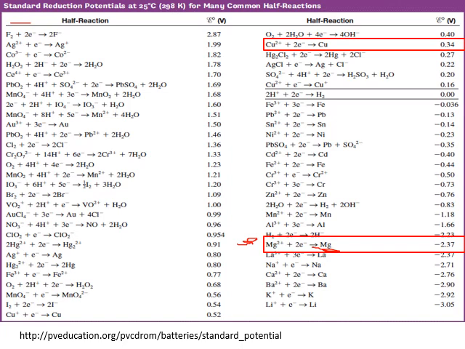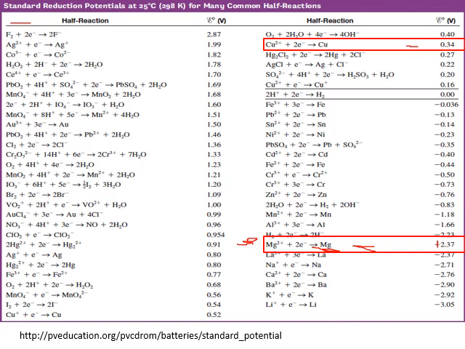And when you reverse the direction of this one, which you would have to do, then you have to change the minus sign here to a plus. So this becomes plus 2.37 volts for the magnesium half reaction. And then the one up here at the top will stay the same, so it will stay as plus 0.34 volts. So we'll add those, plus 2.37 plus 0.34, and that's going to be approximately 2.7 volts.